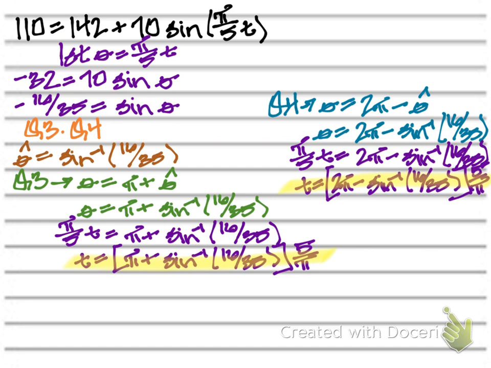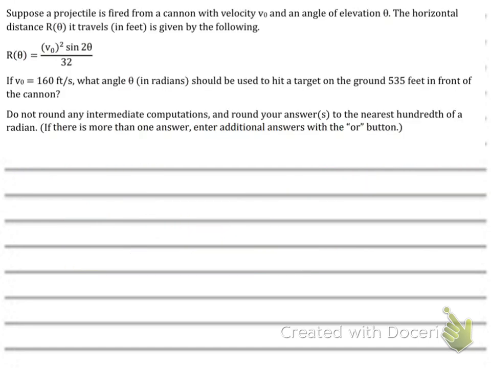Okay. Let's look at one more. Now we have a target on the ground. Let's see, it's a projectile fired from a cannon. They give me the velocity, and they want to know what angle we should use to hit a target on the ground 535 feet in front of the cannon. So we can think about what we should have here. We should have 535 equals 160 squared times the sine of 2 theta all over 32.